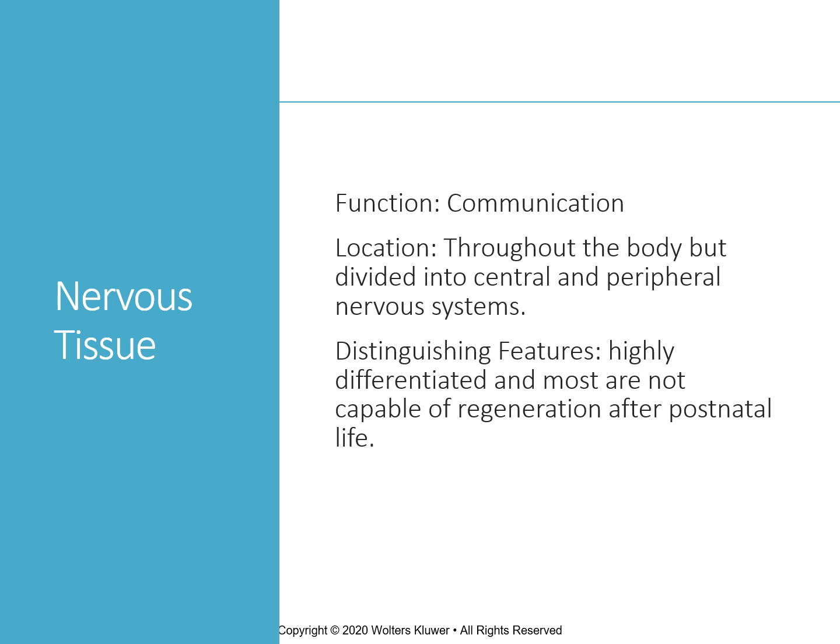And the final type of tissue is nervous tissue, and its main function is communication within the body. So its location is really throughout the body, but it's divided into central and peripheral nervous systems. We'll talk about that a lot more throughout the class. And its major distinguishing feature is that it starts out very highly differentiated. So at birth, nervous tissue is very highly differentiated, and most nervous tissue is not capable of regeneration after postnatal life. So again, if we damage or if we destroy nerve tissue, we can't regenerate. We can't remake those cells.